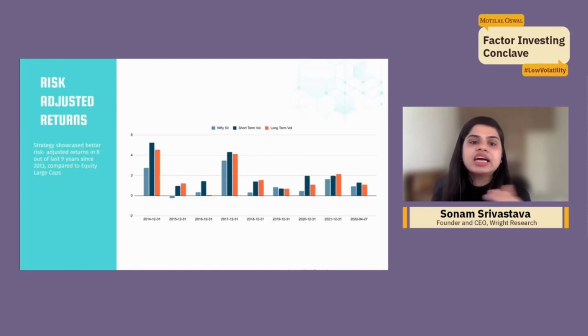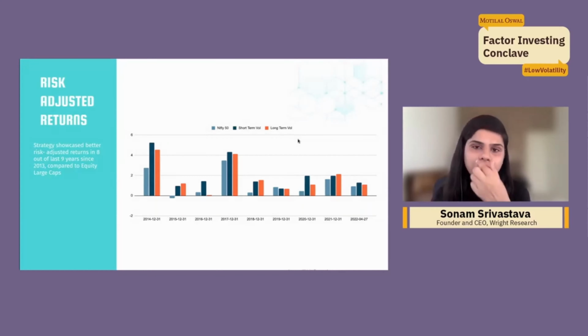And if you look at the risk adjusted returns, right, you'll see that in 8 out of the 9 years, the low volatility strategies have outperformed the Nifty index, which is extremely interesting because that's what we as investors are trying to do. We're trying to beat the benchmark on a risk adjusted return basis. So you will see that in 8 out of the last 9 years, our low volatility strategies have beaten the Nifty index on a risk adjusted return basis.